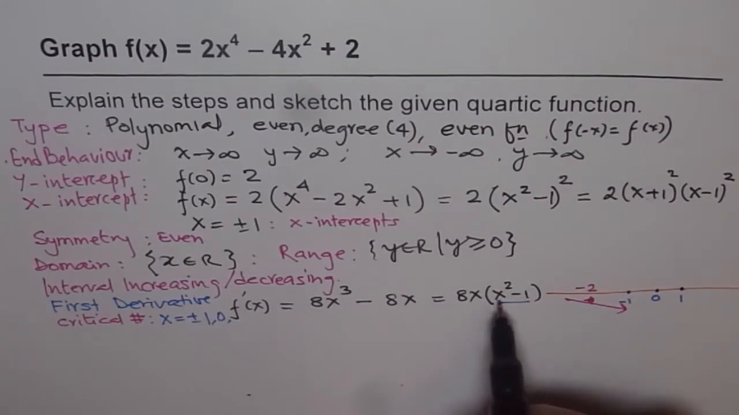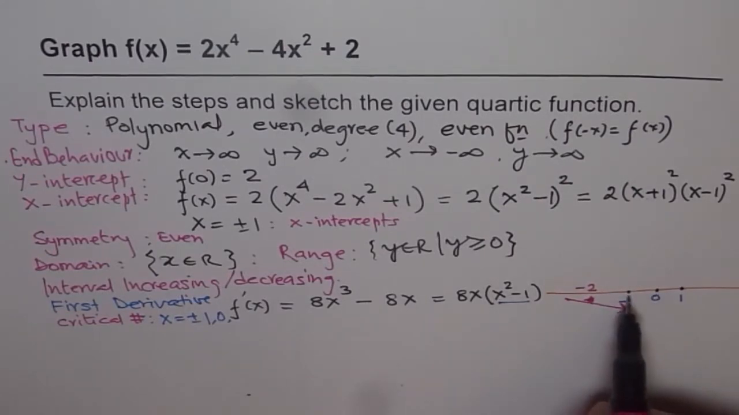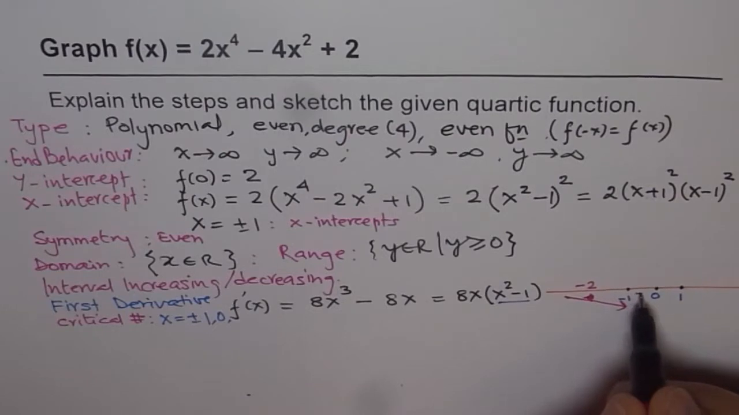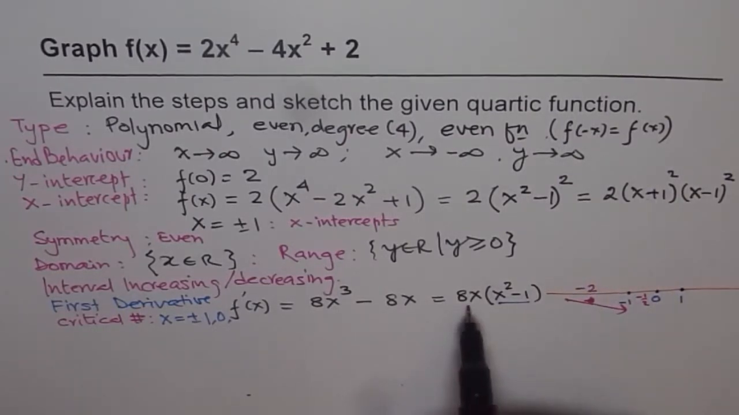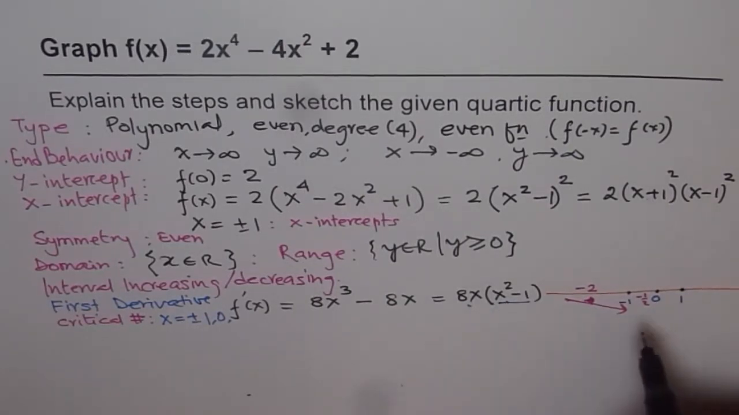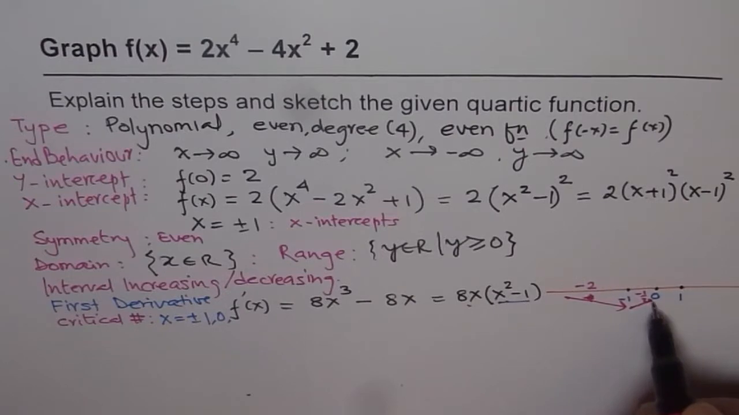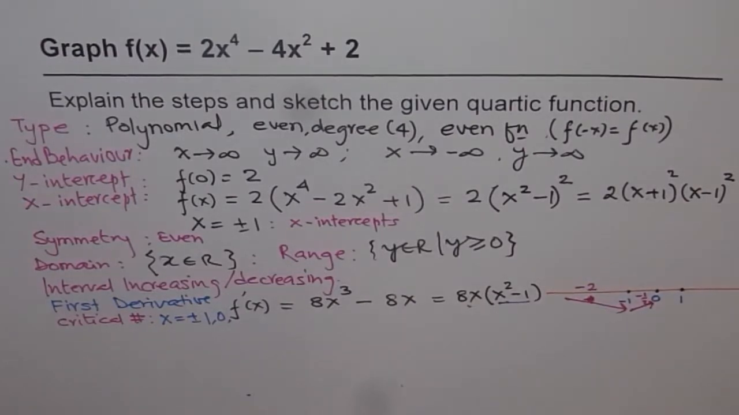If I put a fraction here between 0 to minus 1, let's say minus half. If I put minus half, what happens? This is negative, and this is also negative. So two negatives will make it positive, so in between it is going to be positive here. Right? So it is increasing in the interval of minus 1 to 0.